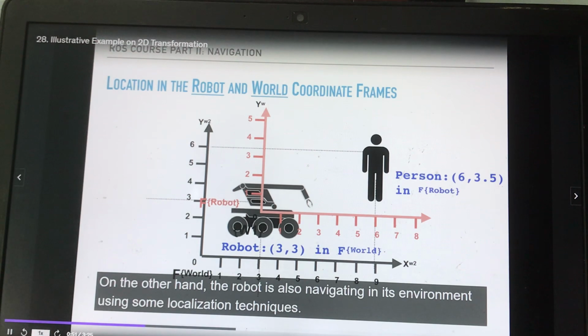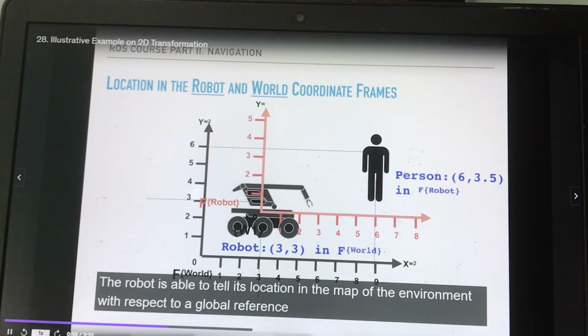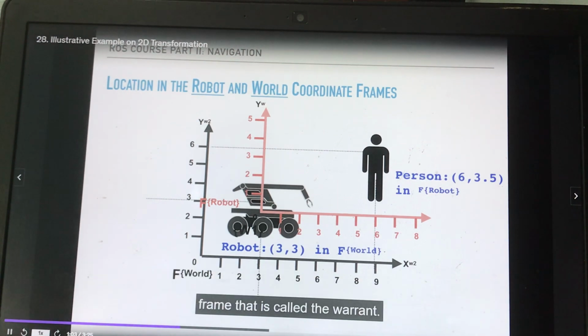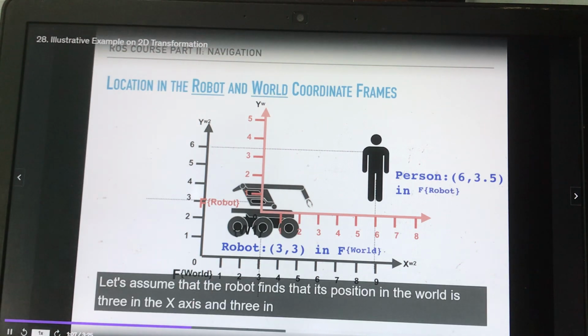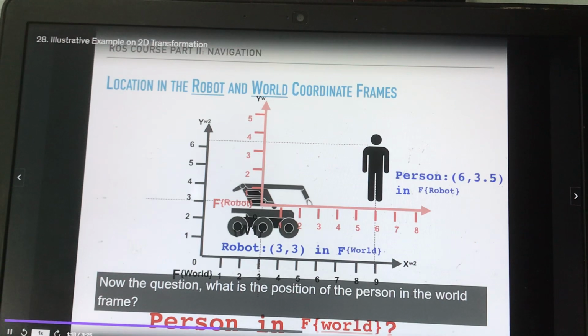On the other hand, the robot is also navigating in its environment. Using some localization techniques, the robot is able to tell its location in the map of the environment with respect to a global reference frame. That is called the world frame. Let's assume that the robot finds that its position in the world is 3 in the x-axis and 3 in the y-axis of the global world frame. Now the question: what is the position of the person in the world frame?